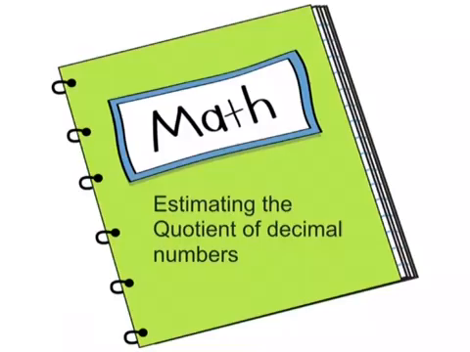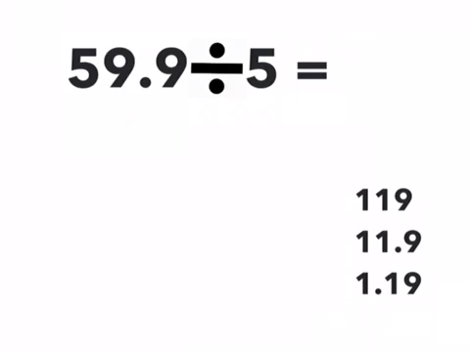This video will explain how to estimate the quotient of decimal numbers. Remember, quotient simply means the answer to a division problem. In real life, if we had to do 59 and 9/10 divided by 5, most people would simply round. This is what we call estimating.